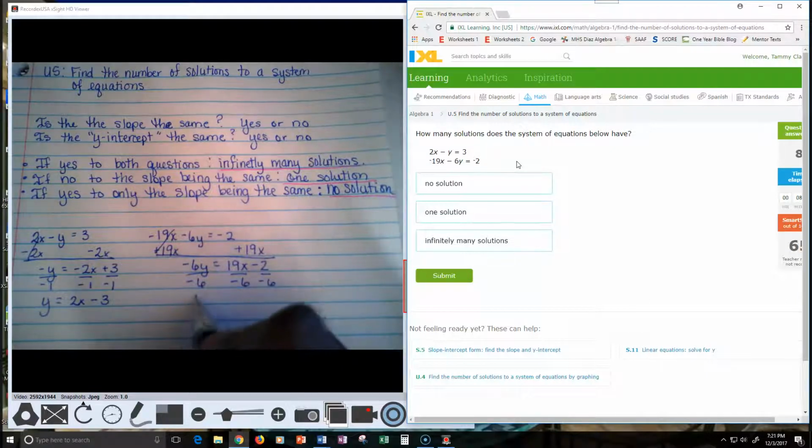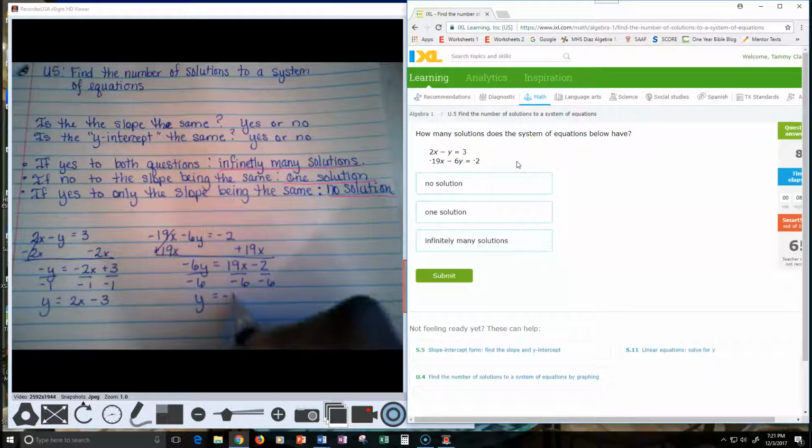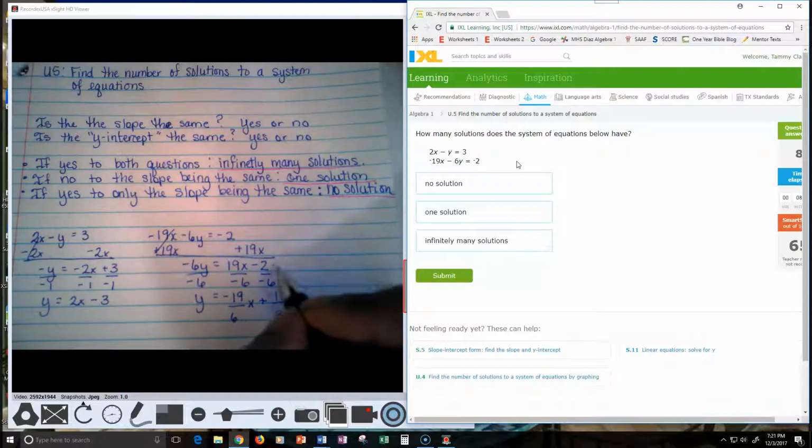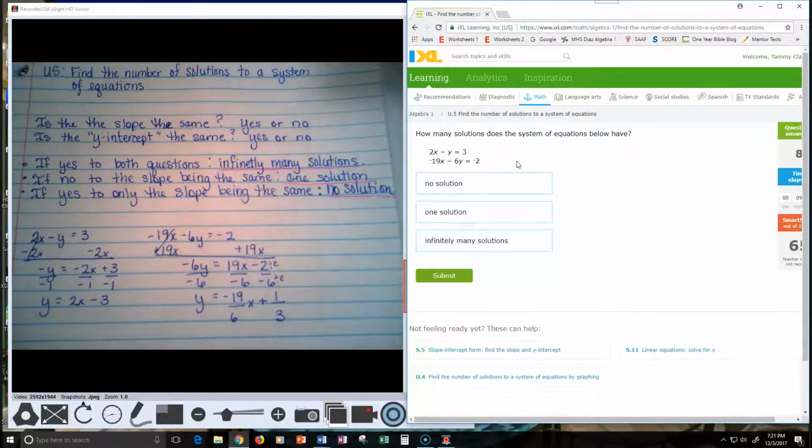And I have y is equal to, I'm going to leave it this way, negative 19 over 6 x, and then positive 1/3. The way I got the 1/3 is I divided the numerator and the denominator by 2. So compare our slopes. Are our slopes the same? No. So it's one solution.